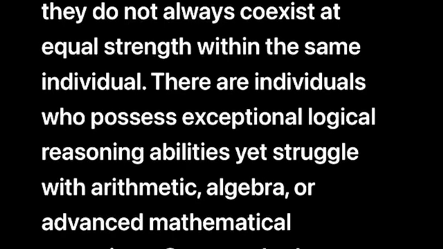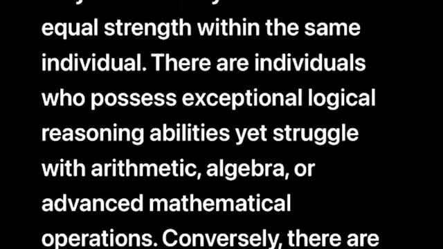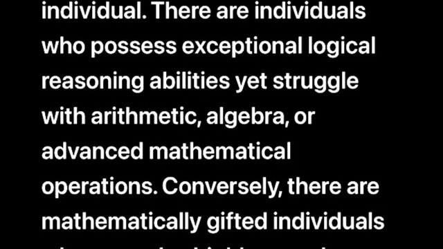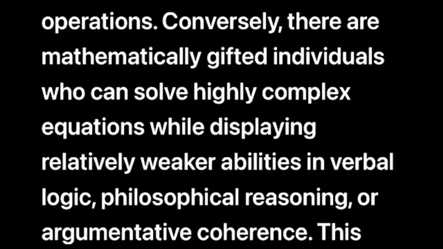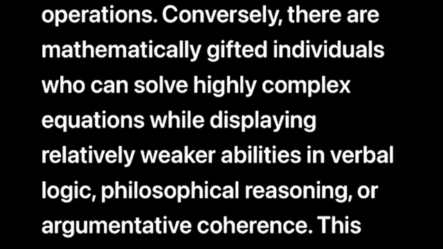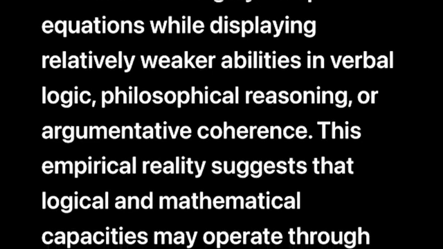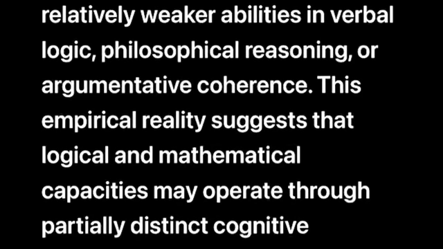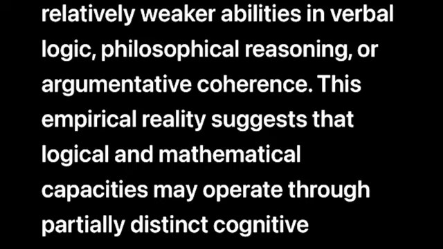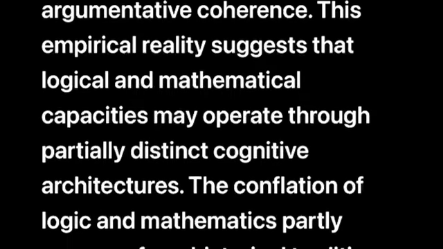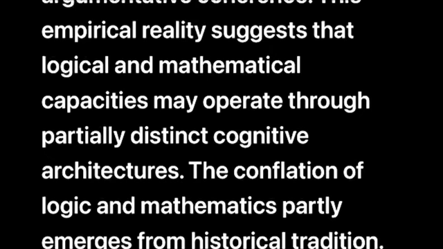There are individuals who possess exceptional logical reasoning abilities, yet struggle with arithmetic, algebra, or advanced mathematical operations. Conversely, there are mathematically gifted individuals who can solve highly complex equations while displaying relatively weaker abilities in verbal logic, philosophical reasoning, or argumentative coherence. This empirical reality suggests that logical and mathematical capacities may operate through partially distinct cognitive architectures.